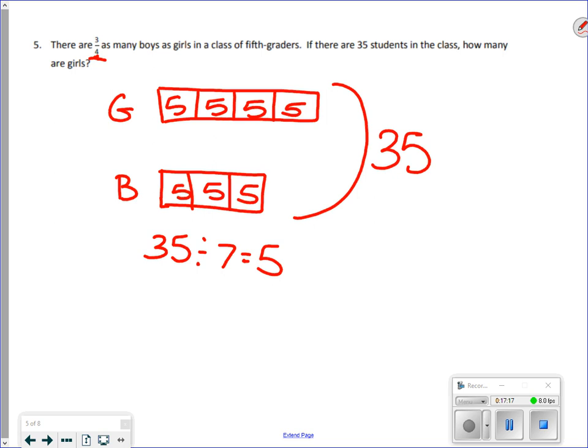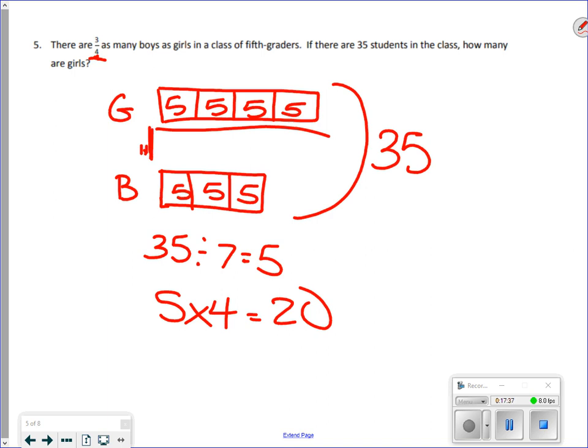How many are boys? 15. How many are girls? 20. The hard part is this. That right there. That's the hard part.